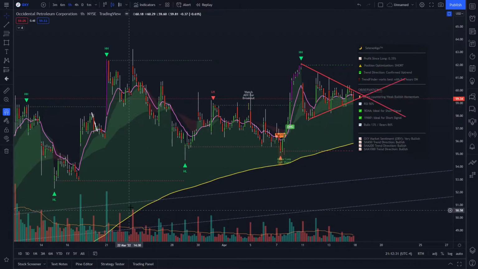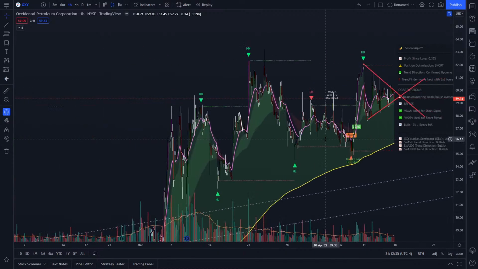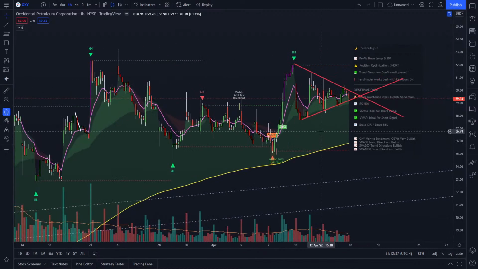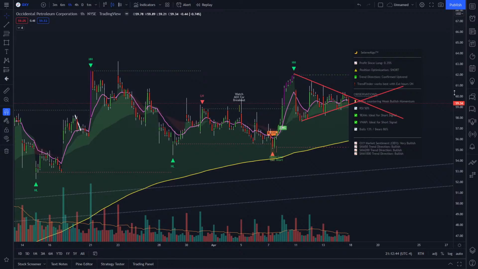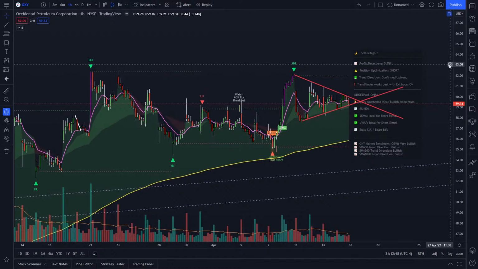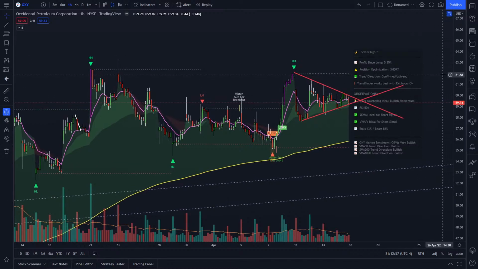I really like Oxy here. 93 calls. Those are really far out of the money. You'd want to get way closer, like 63 calls. I'm probably going to trade like 61s this week. Any more questions, guys? Let me know.